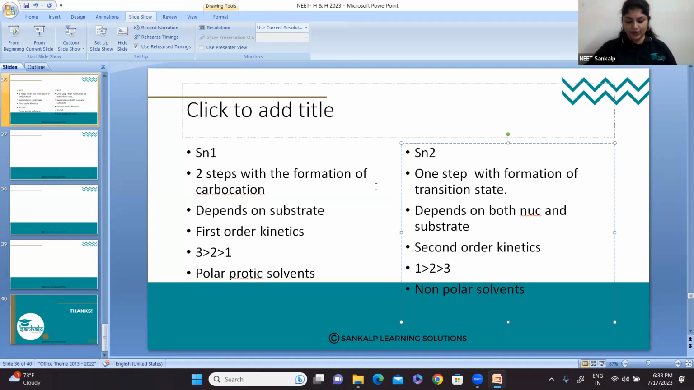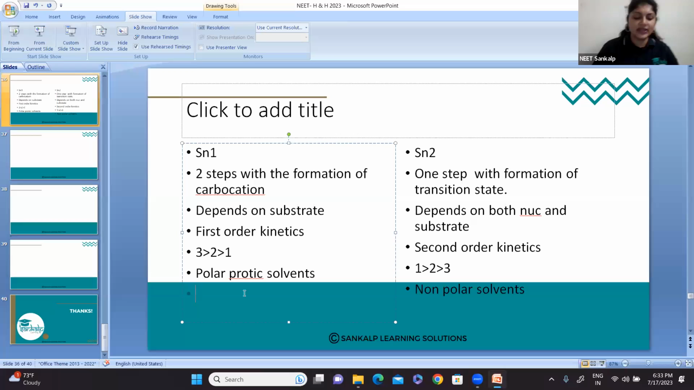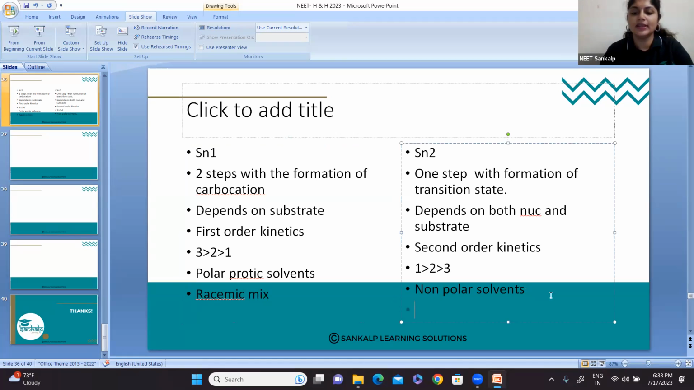Okay, then when you're talking about configuration, what is the configuration? The product formed here is a racemic mixture, and here the product formed is complete inversion. So these are the few important differences which you have to note down.